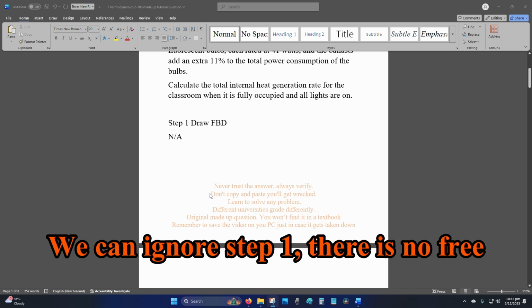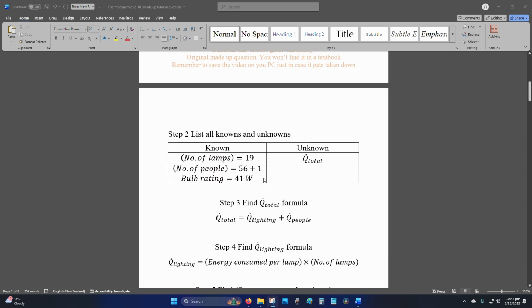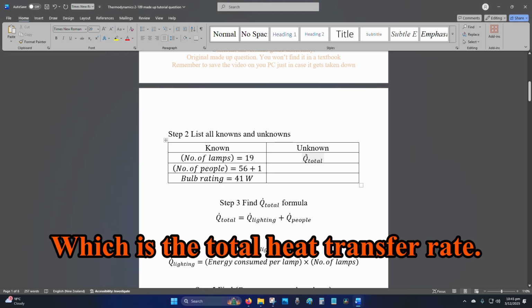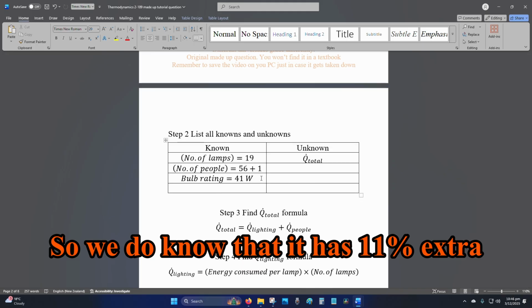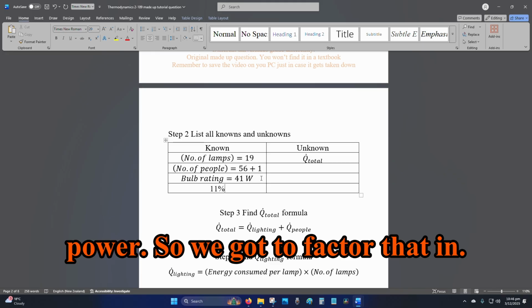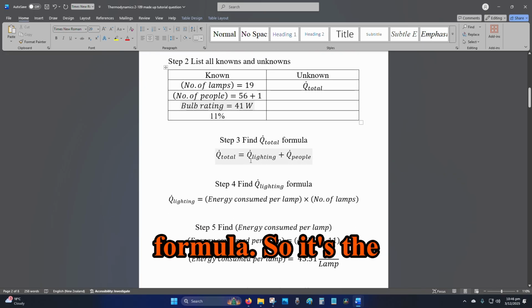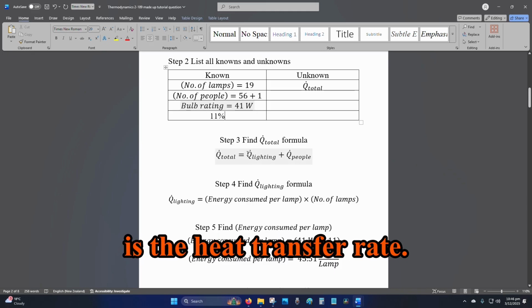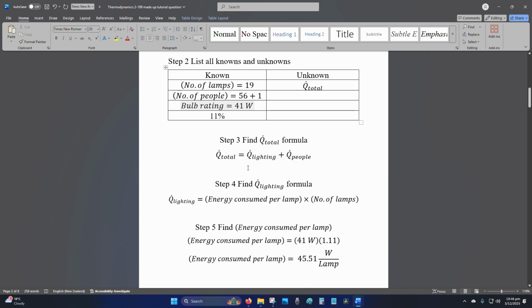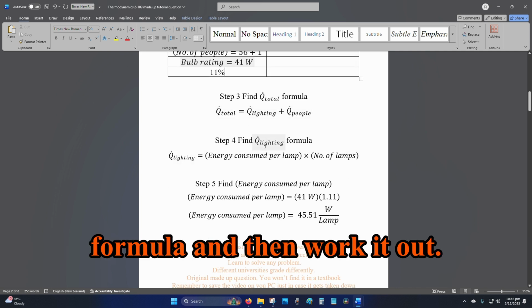We can ignore step 1, there is no free body diagram. Step 2, list all the given variables, find the unknown, which is the total heat transfer rate. So we do know that it has 11% extra power, so we gotta factor that in. Step 3, find the total heat transfer rate formula, so it's the lighting plus the people. So capital Q dot, that is the heat transfer rate. So both of these are unknown, so we need to first find the formula and then work it out.